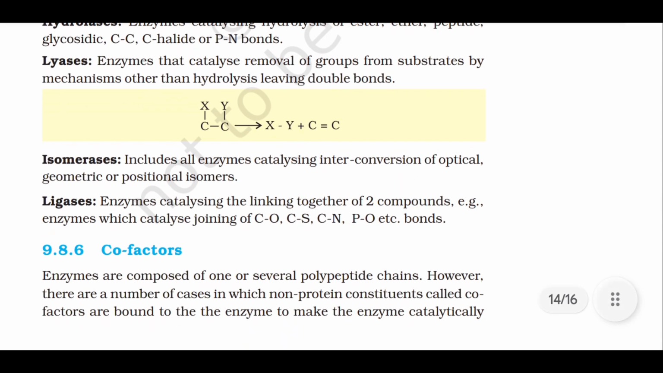Isomerases include all enzymes catalyzing interconversion of optical, geometric, or positional isomers. Ligases: enzymes catalyzing the linking together of two compounds. For example, enzymes which catalyze joining of carbon-oxygen, carbon-sulfur, carbon-nitrogen, phosphorus-oxygen, etc. bonds.